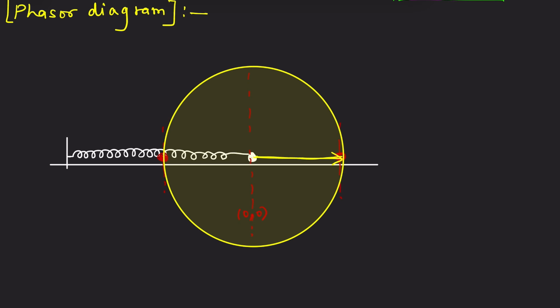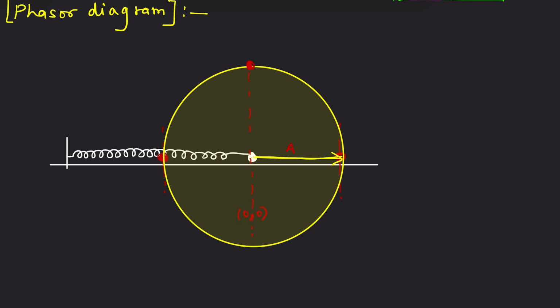Now I am going to assume an imaginary particle which is going to do a circular motion on this circular path. I'm assuming an imaginary particle here, which is right now at this position. When our real particle is at this position, our imaginary particle is right now here. Now suppose this amplitude is A. So the radius of the circle on which this imaginary particle is going to move is also going to be A only.